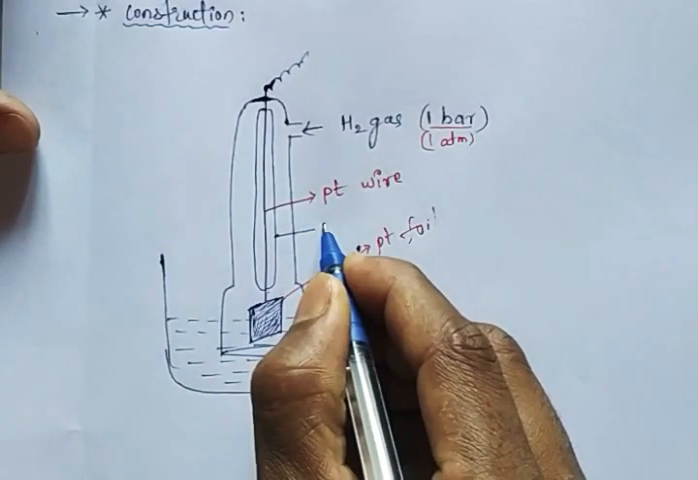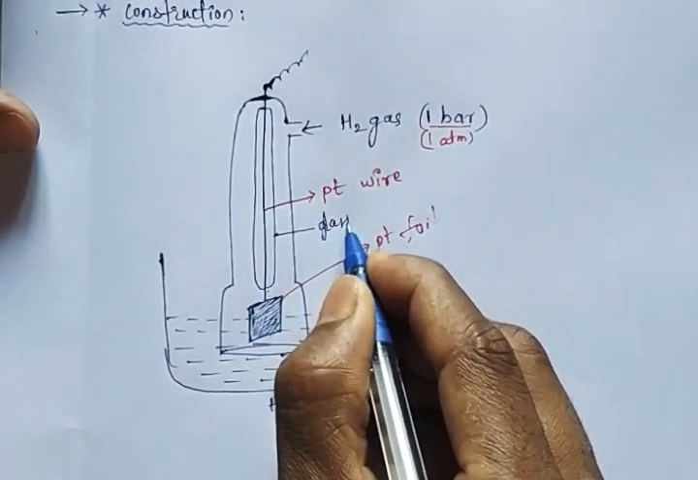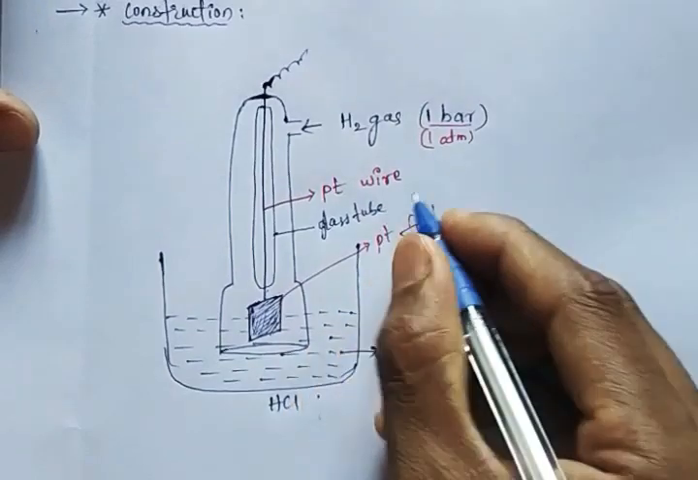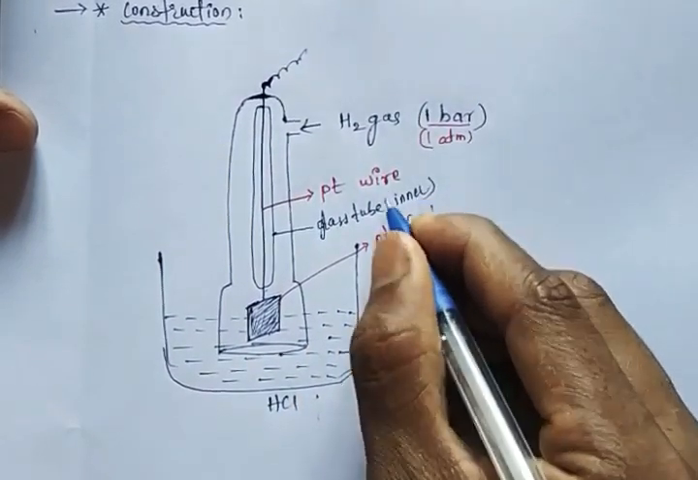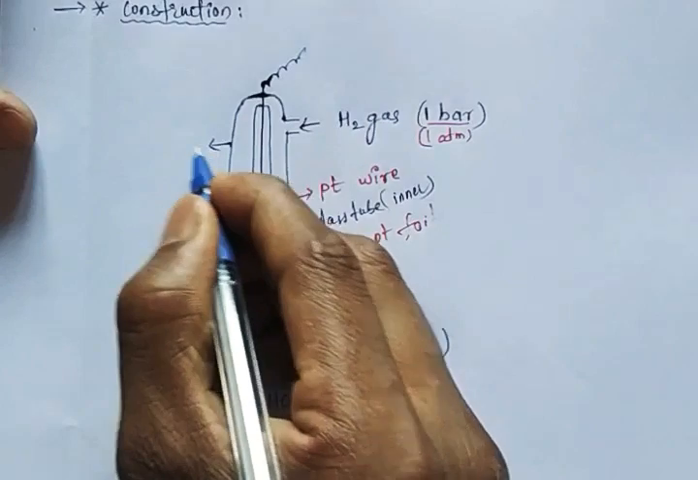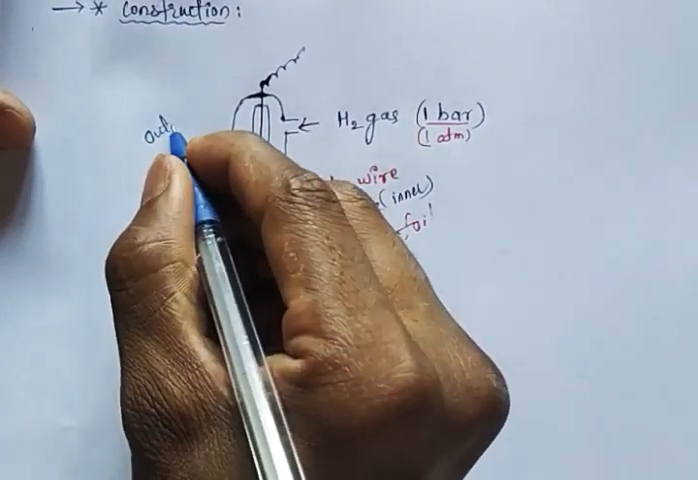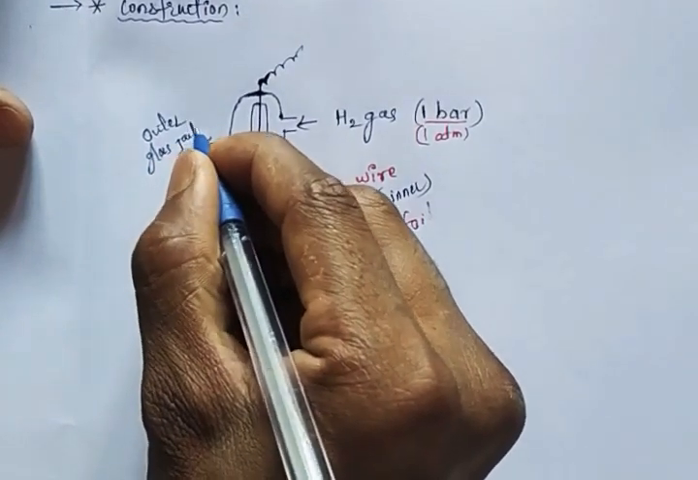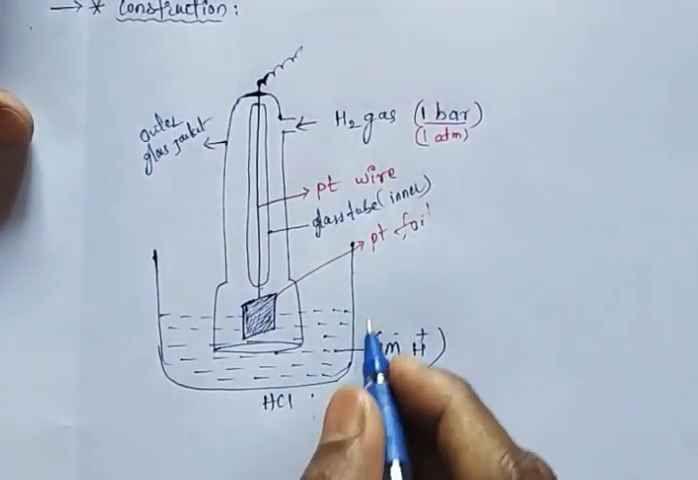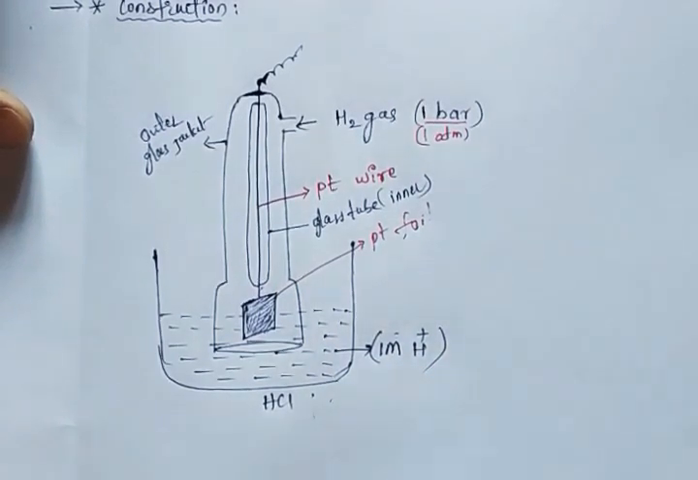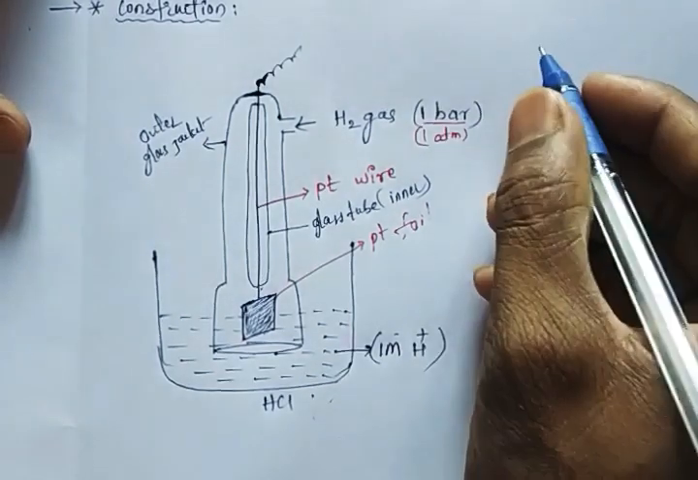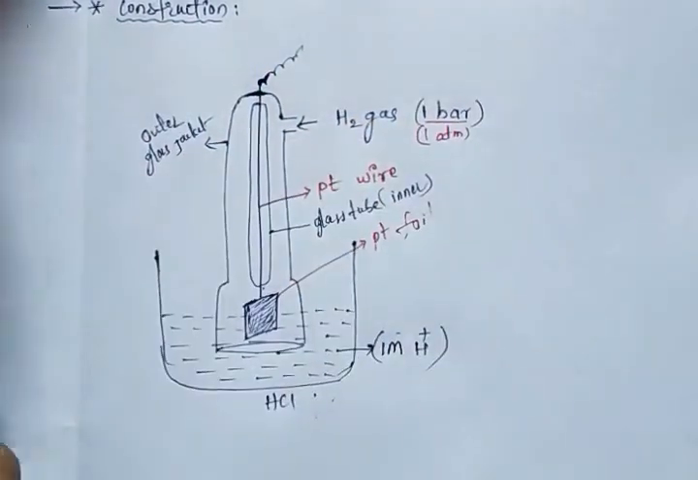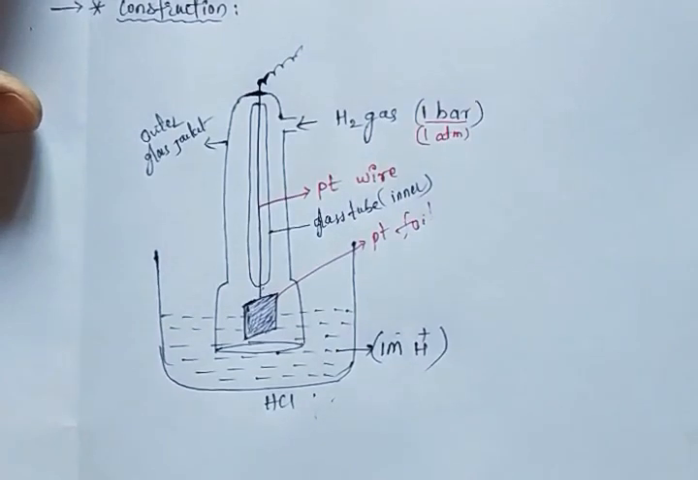This is the glass tube, the inner glass tube. This one is the inner glass tube, and this is the outer glass jacket, and it is a 1 molar solution. So this is about its construction. Construction is done. Now, in this construction, there are some important points that we need to remember.